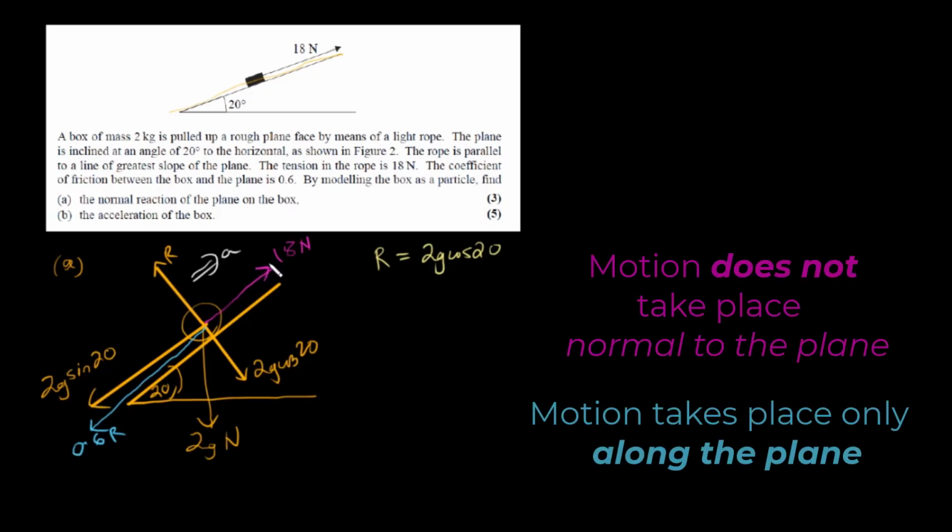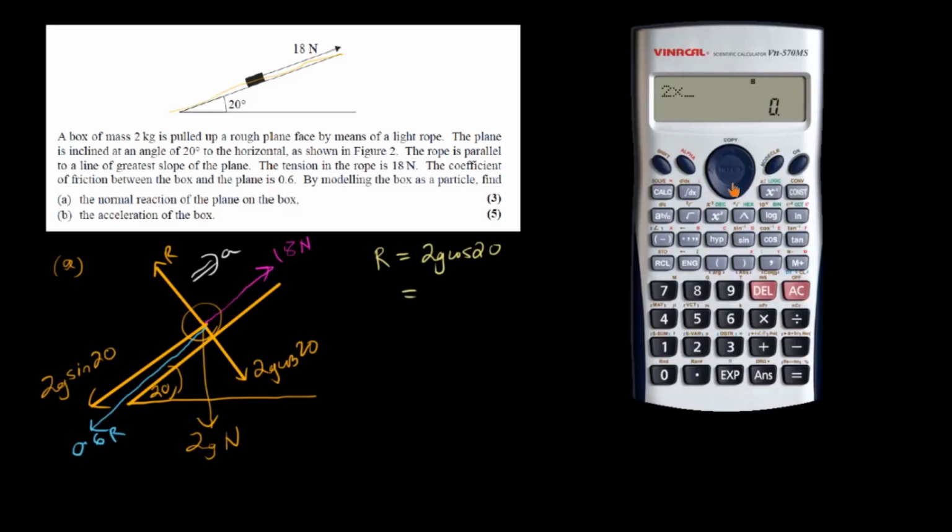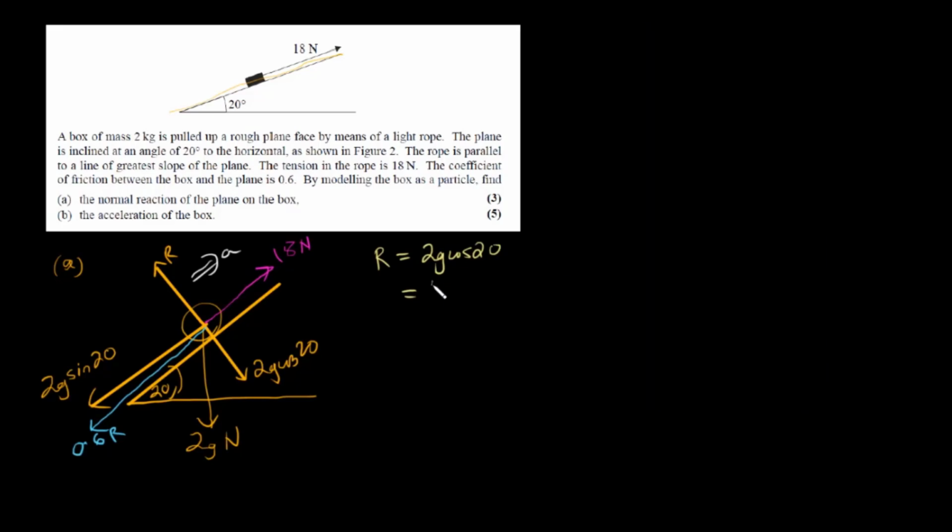Now, one of the things that is important over here is to remember that since there are no components normal to the plane, that basically means we can say the reaction force is going to be 2g cos 20. Since there is never a motion normal to the plane, whenever an object is moving, it's going to move along the plane. So 2 into 9.8 into cos 20. So that is 18.4 Newton, that is the normal reaction force.